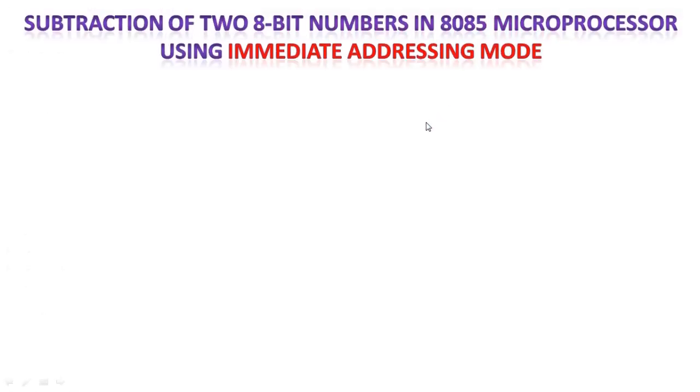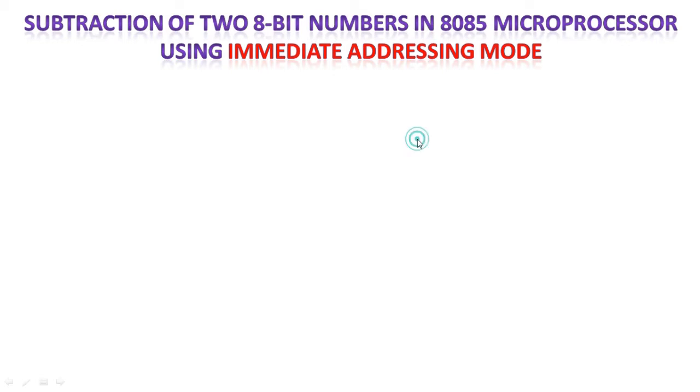Hello everyone, in this video we are going to see how to perform subtraction of two 8-bit numbers in 8085 microprocessor using immediate addressing mode. So we will see the flowchart of this program, then the actual program in assembly language, then the steps that we have to follow using Anshuman kit, and finally we will see the actual performance on Anshuman kit. So let us start the video.